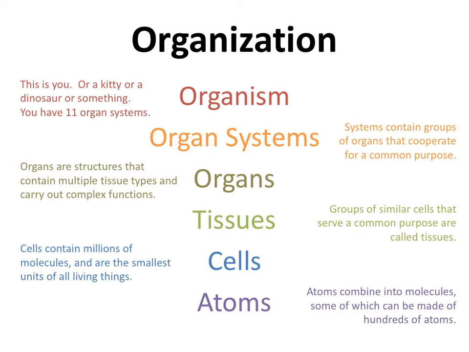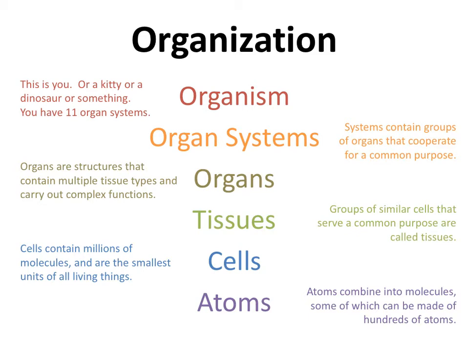We will also, though, look at cells, because cells are the basic unit of life. Cells contain millions and millions of molecules. They're complex little things in and of themselves. There are some organizational structures really between cells and atoms. Atoms are the smallest particles of matter. They combine to make molecules. Some molecules, like water, are very small. Some of them are made of hundreds and thousands and millions of atoms, and you get something like DNA, which is incredibly complex, really, in its structure.